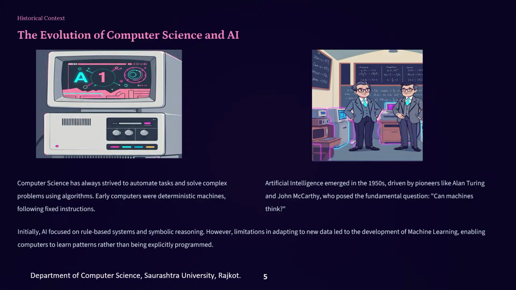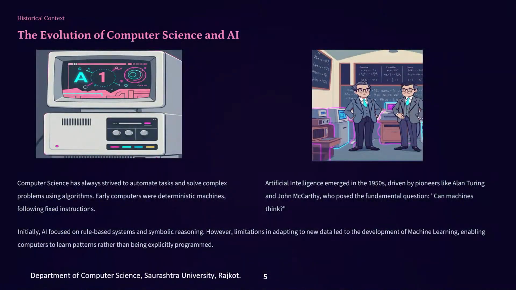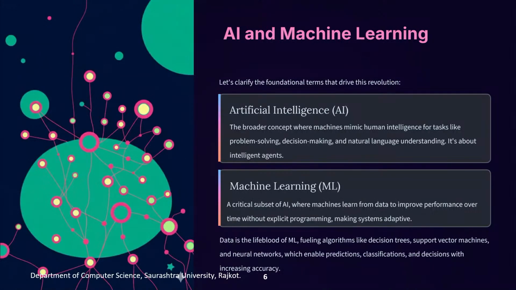And for this slide, I have already said that in earlier days our computers only automated tasks and solved complex problems. But nowadays, with the help of artificial intelligence, in the year 1950 there were two pioneers, Alan Turing and John McCarthy, and they raised the question, can a computer think? From that way onwards, artificial intelligence came into existence.